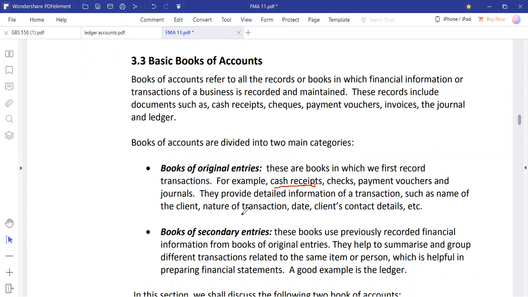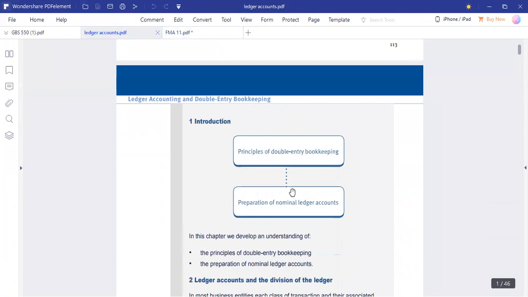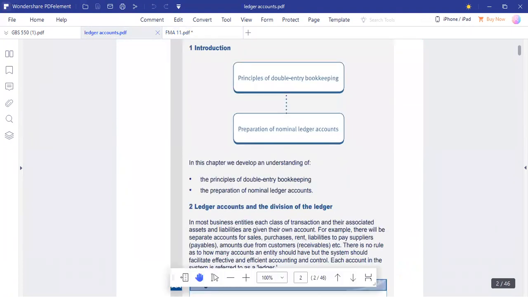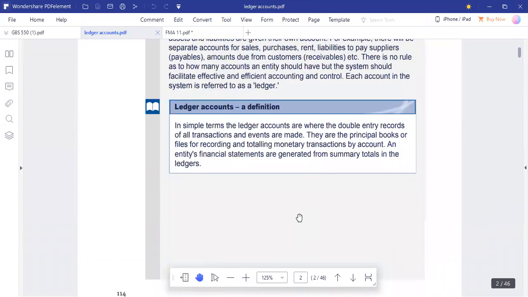Then there are also what we call secondary entries, where we tap information from the books of original entry and summarize them into books that are called ledgers. So ledger accounts use what we call a T or horizontal method of entry. This takes us to one important other book, which is called the ledger. In the ledger, we're going to learn the principles of double entry, which are imbued in it. A ledger is simply, in small terms, a book of accounts.